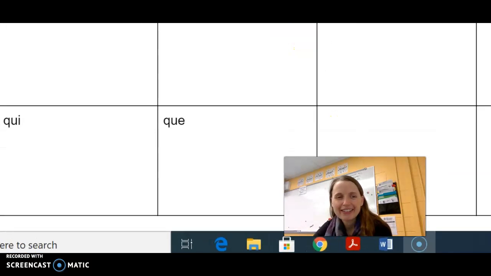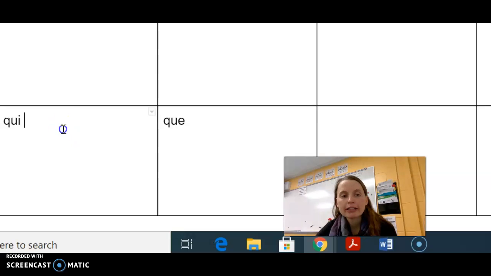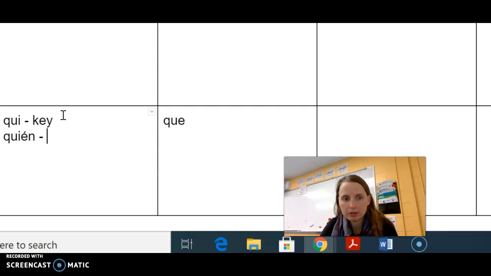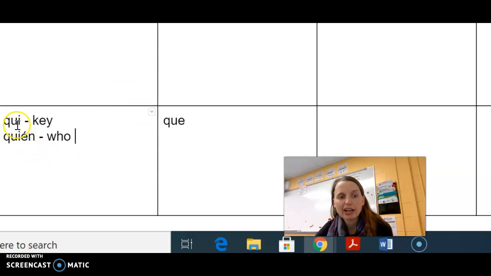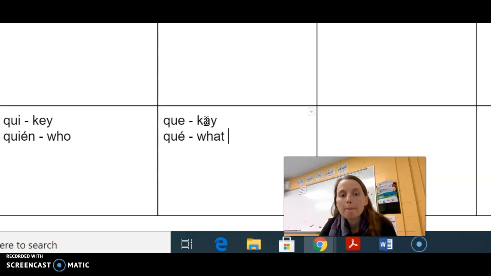Okay, so the last two, we have QUI and QUE. We see these a lot. So QUI, it sounds like the word key in English, key, okay? A word we know with QUI is quién. Quién means who, okay? So anytime you see QUI together, it sounds like key. And there's a lot of words that have QUI in them. Same thing with QUE, it sounds like ke. The word we know with QUE is qué, which means what? But you'll see a lot of words with these letters together, and it always makes that k sound. So if you remember that, it helps you with your pronunciation.